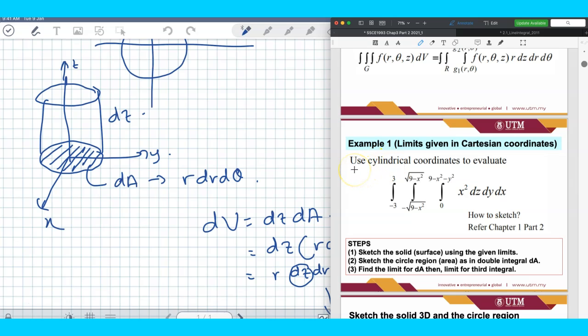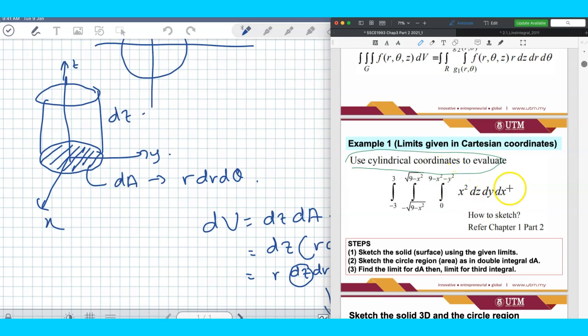This is a favorite question in exams. They will give you a complete triple integral. What I mean by complete is you are given the order of integration and also the limits. But the question is, you have to evaluate this triple integral not in the Cartesian coordinate system, not in terms of x, y, z, but in terms of cylindrical coordinates, meaning in terms of z, r, and theta.